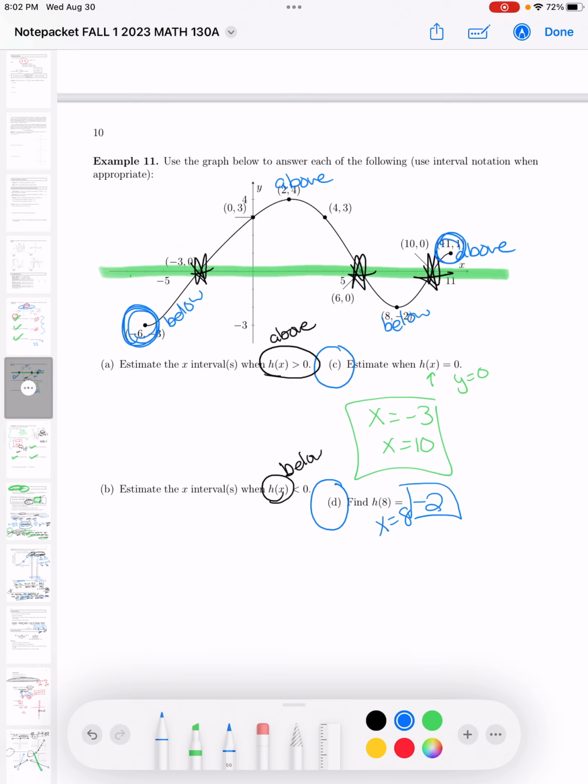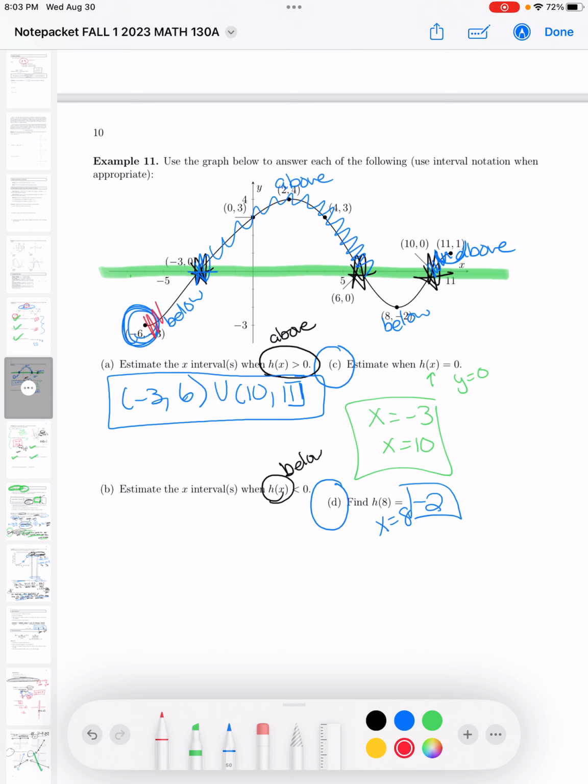So let's see. The first one is above. So it crosses over at -3, goes all the way here to 6, and then starts becoming above again at 10, and then the whole graph, I kind of squiggled over it, stops at 11. Since that's the end point of the graph, I'm going to use that bracket. And remember, I'm going to use the U there to mean and. You don't have to use that.